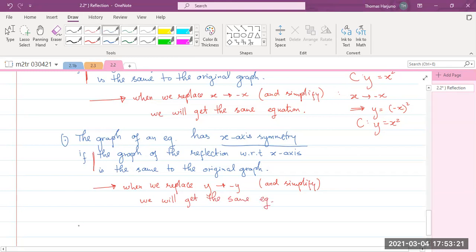And finally, it has origin symmetry if replacing x with negative x and y with negative y, and simplifying, we get the same equation.